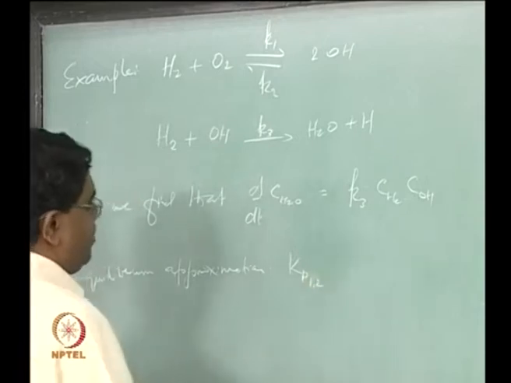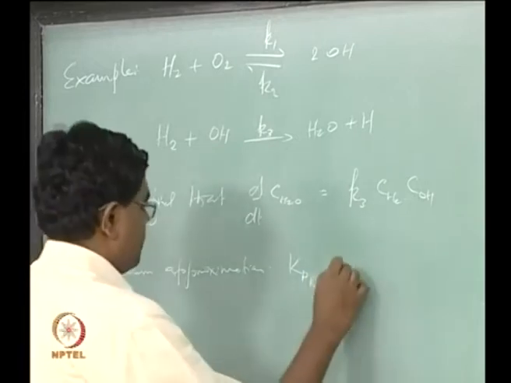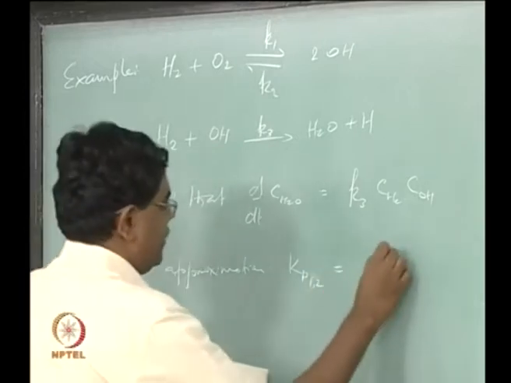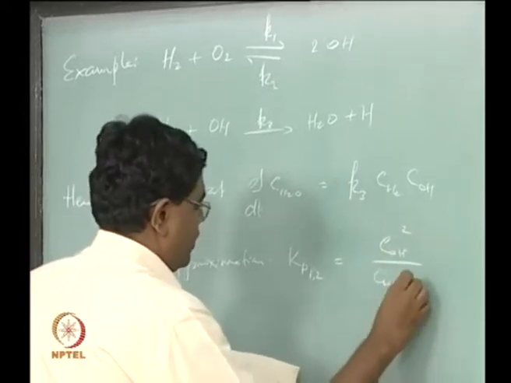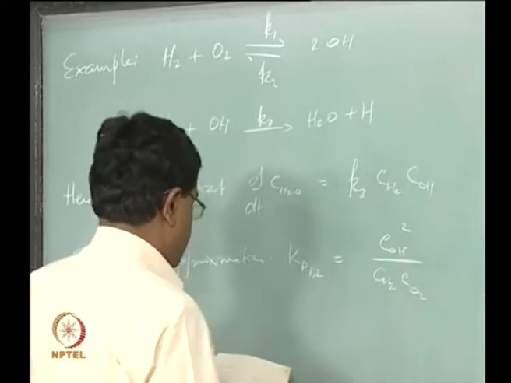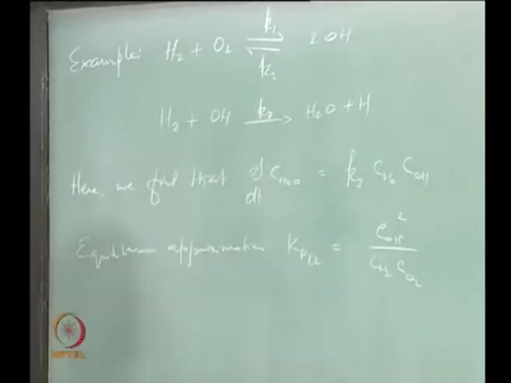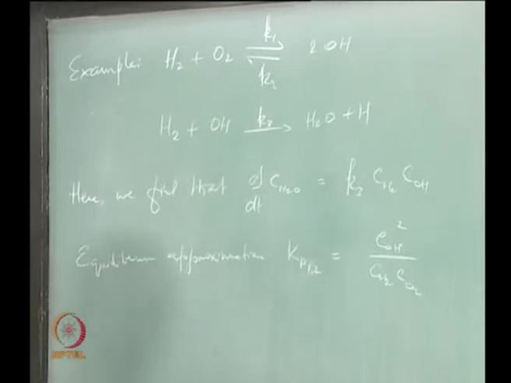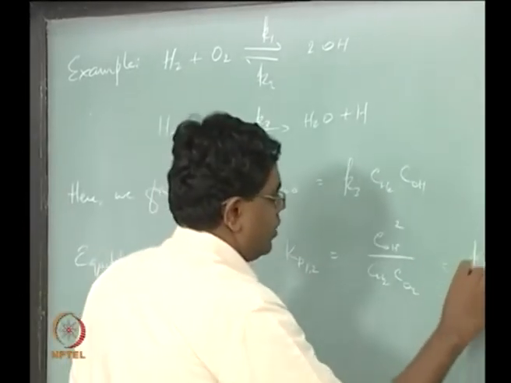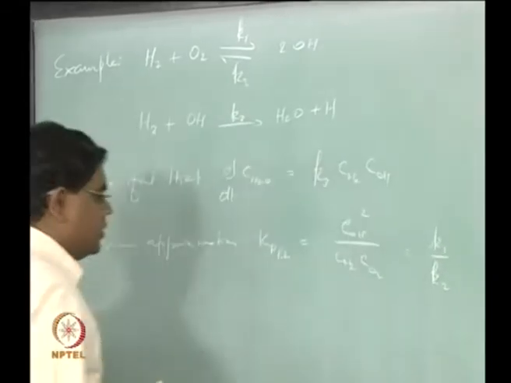Let me use the notation Kp1,2 equal to COH squared divided by CH2 CO2, right? All right, that's equal to K1 divided by K2, all right.